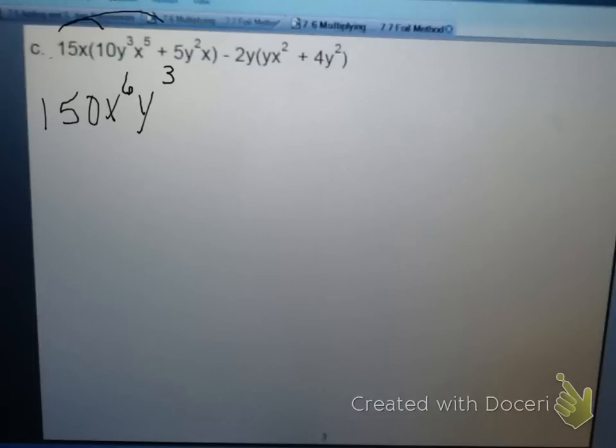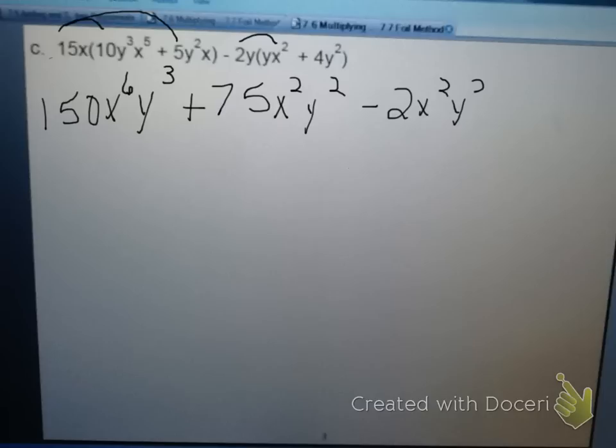Now I'm going to multiply 15x times the second term. So I get positive 15 times 5 is 75. Now, I've got to multiply. I don't have anything to multiply the y squared with, but x times x is x squared, y squared. Notice again that I am always going to put it alphabetically. Even though it was given to me with the y first, I am going to rewrite it with the x first. Now I have to multiply the negative 2y times each term, and that's a negative 2x squared y squared.